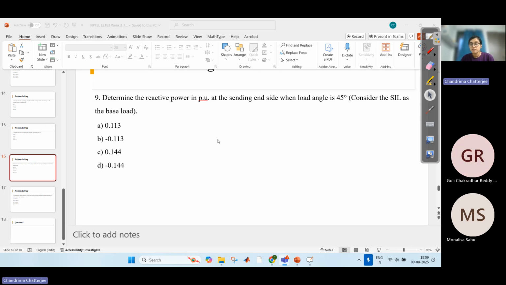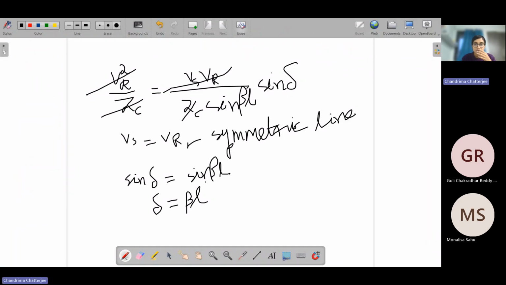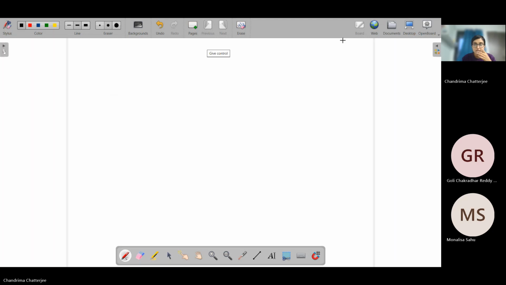Yeah. So you have option D, minus 0.144. Okay. So how did you solve? Using the formula, and then after getting QS, dividing it by the SIL value.